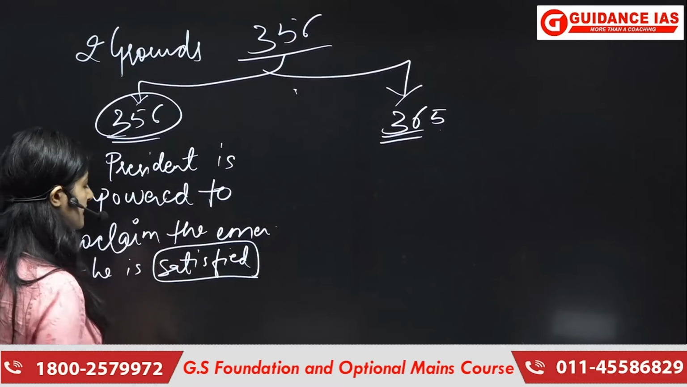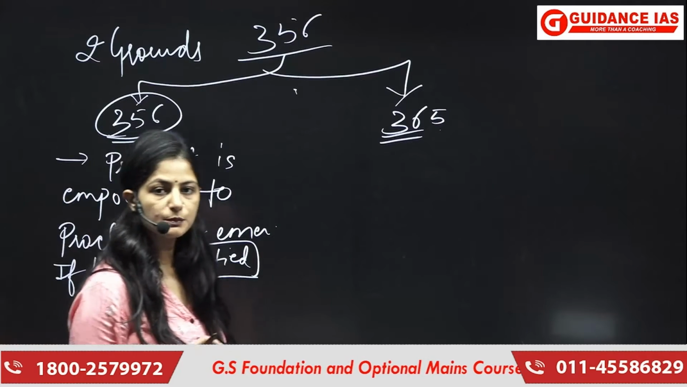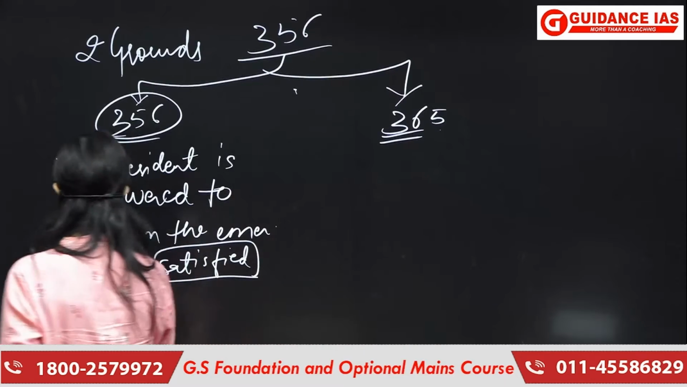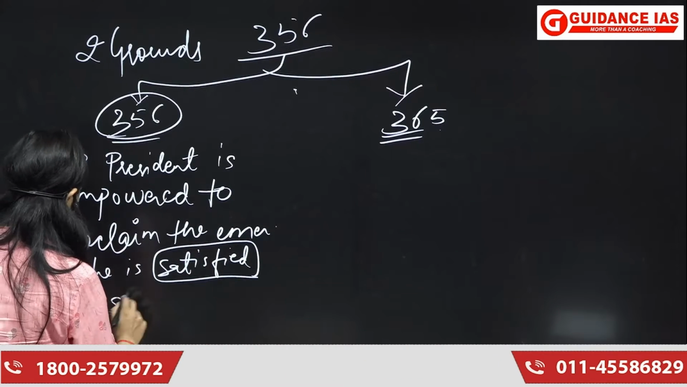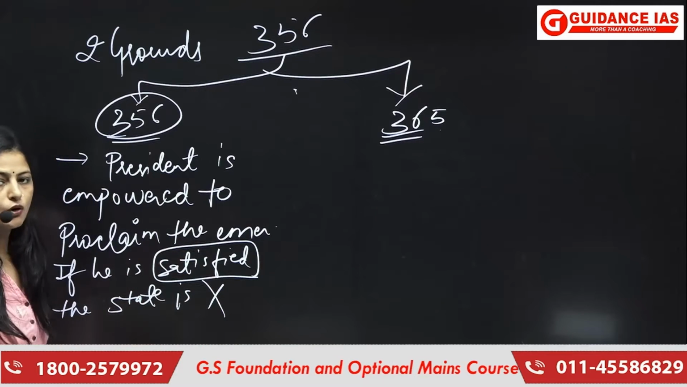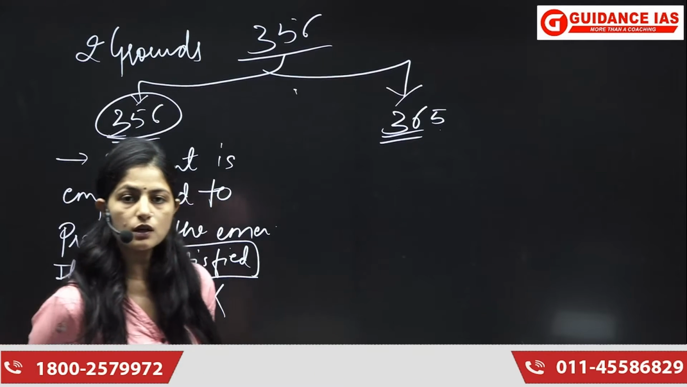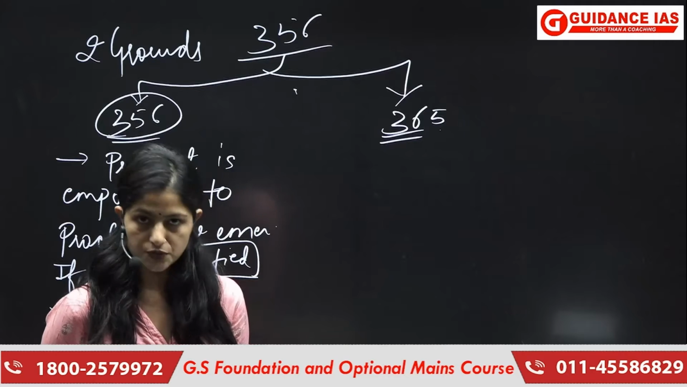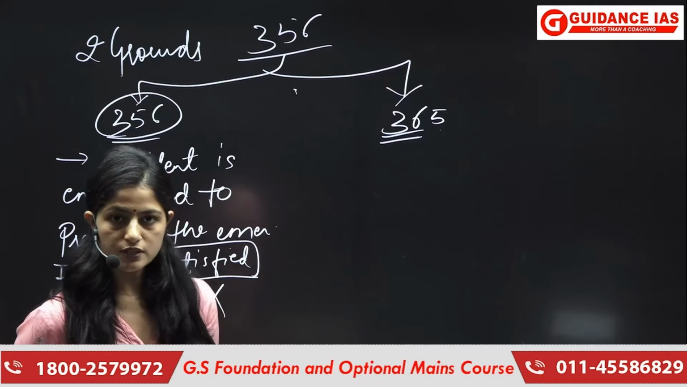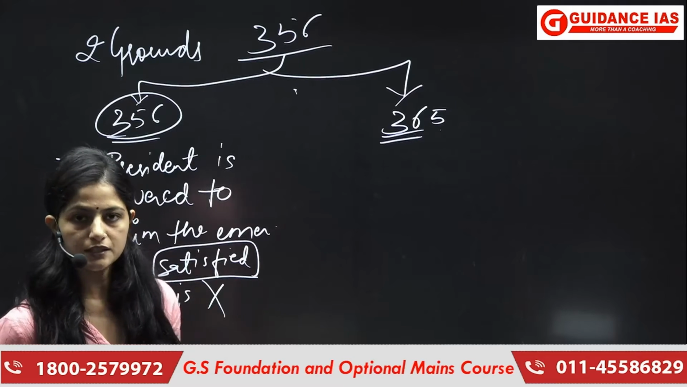If he means the president, if the president is satisfied that the state is not running according to the provisions given in our constitution, then he can impose the president's rule under Article 356.